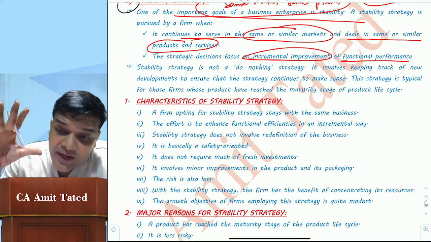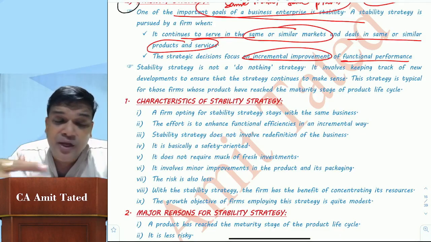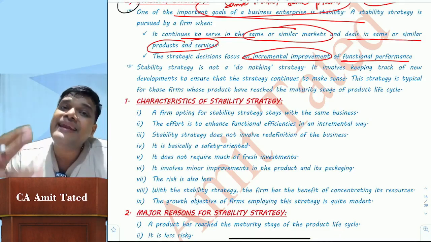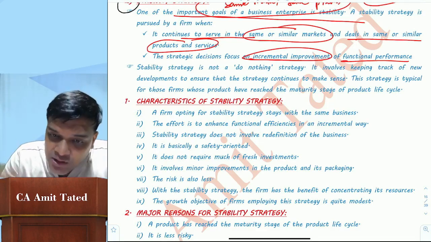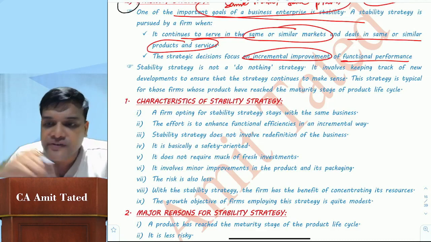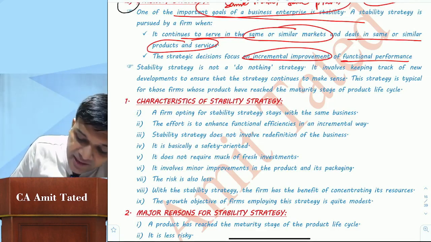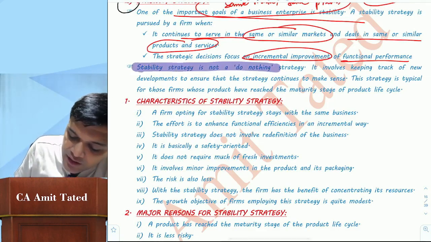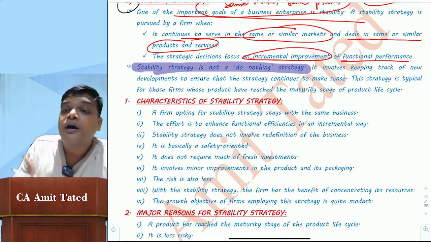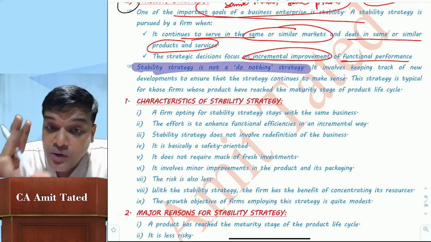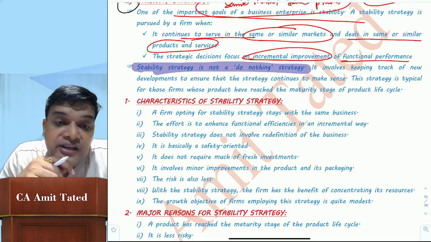Whenever I launch a new product, please make sure you don't use only one strategy every time. Use one strategy, and next time use the next strategy. It may happen that in a month also you change the strategy. It depends on situations. A very important element is again that stability strategy is not a doing-nothing strategy. It does not mean that you do nothing. You are doing something, but the only thing is that here you are just watching and focusing on incremental growth.